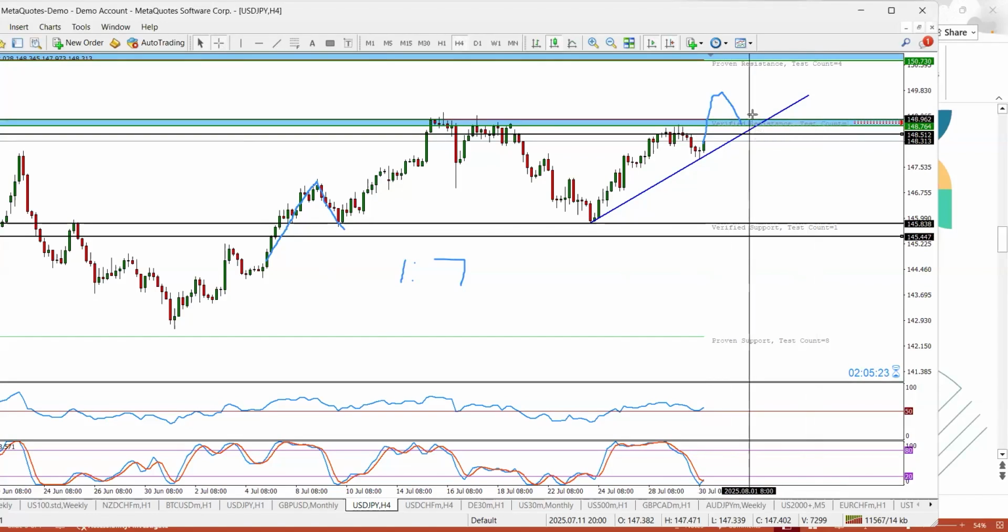From here to this point, this is 175. So 175 divided by what? 42. 175 divided by 42. That is what? 4. So your risk to reward is 1 is to what? Is to 4.